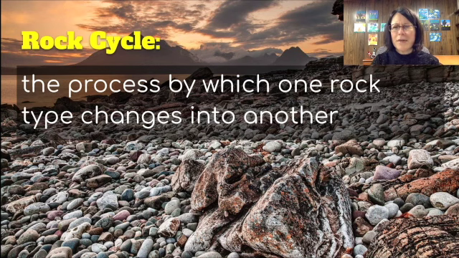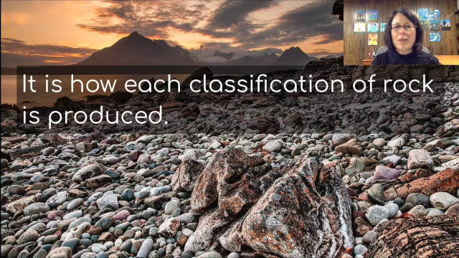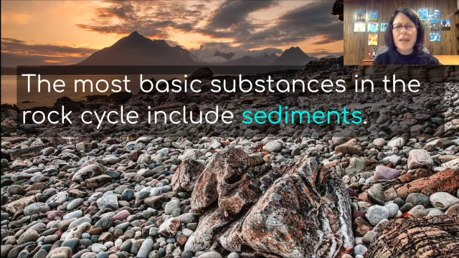Each rock type can be changed into any of the other rock types. It is how each classification of rock is produced. We're going to see as we go through the rock cycle that the definition of each type of rock is in the processes of the rock cycle, because each rock is classified by how it is formed, and that's what's in the rock cycle. And one of the most basic substances in the rock cycle is sediments, and we'll take a look at that.